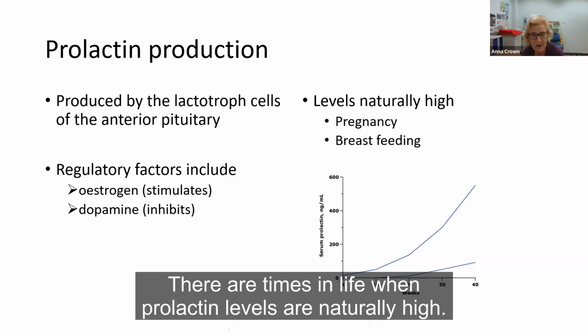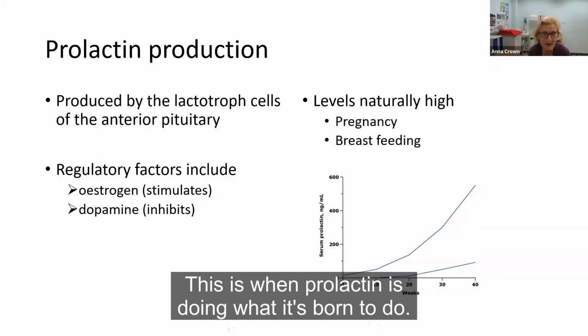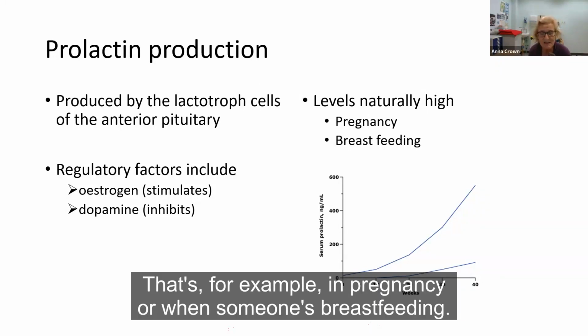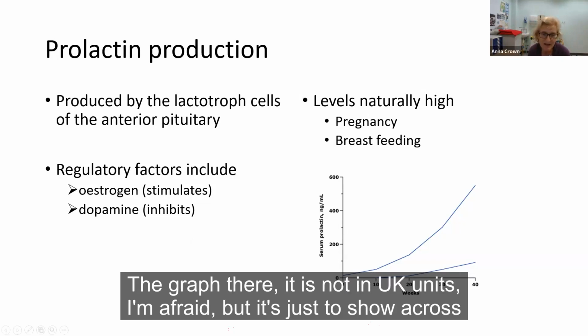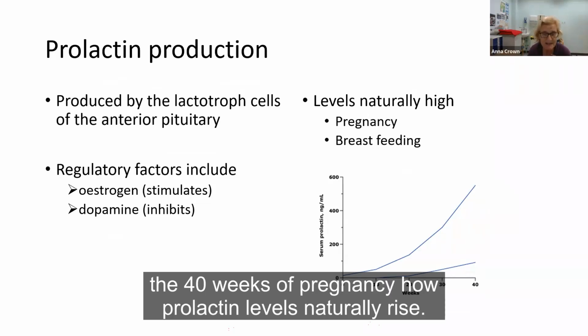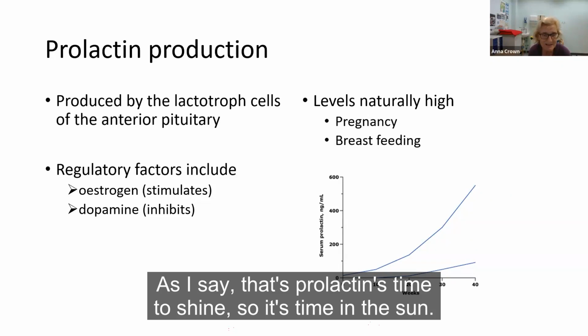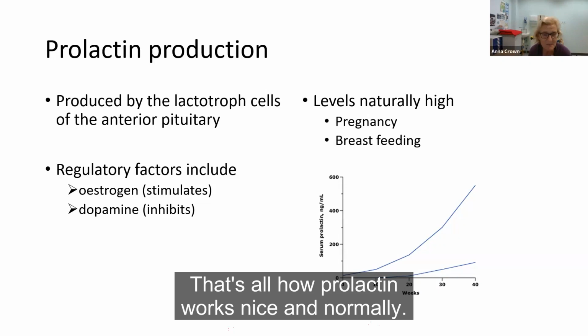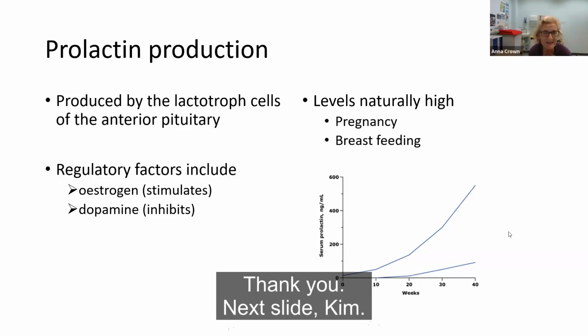There are times in life when prolactin levels are naturally high. This is when prolactin is doing what it's born to do, for example in pregnancy or when someone's breastfeeding. The graph there is not in UK units, I'm afraid, but it's just to show across the 40 weeks of pregnancy how prolactin levels naturally rise. And as I say, that's prolactin's time to shine. It's time in the sun. So that's all how prolactin works nice and normally. Thank you. Next slide, Kim. Thank you.